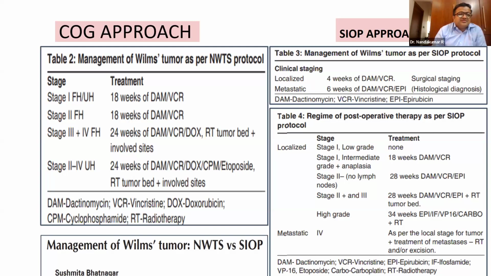So you start with a 3-drug regime wherein you add doxorubicin. So you start with vincristine, actinomycin plus doxorubicin. Now, there are additional drugs which I will discuss later.